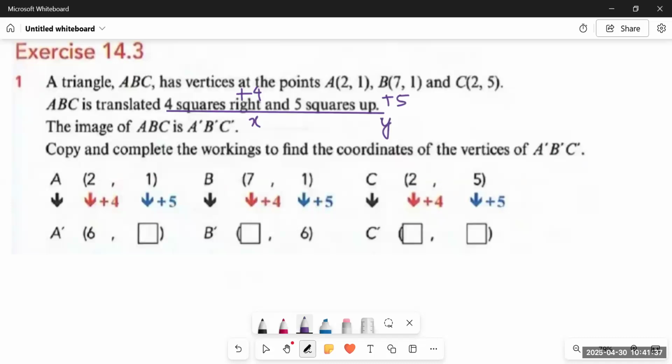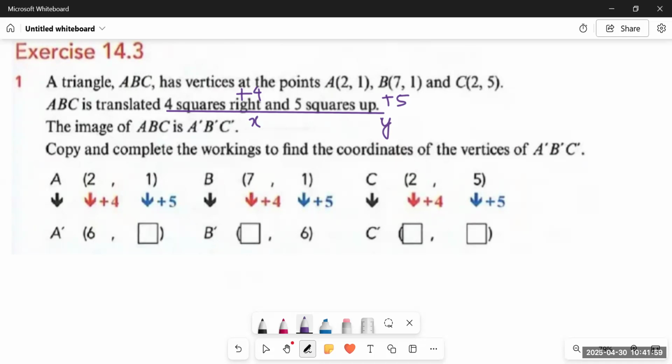So for the x coordinate, we are going to look at how many squares we have moved to the right or the left. If we have moved to the right, we will add. If we have moved to the left, we will subtract. Similarly, for the y coordinate, we will look for the coordinates going up or down. So if the coordinates are going up, we will add. If they are going down, we will subtract. That's all you have to do.